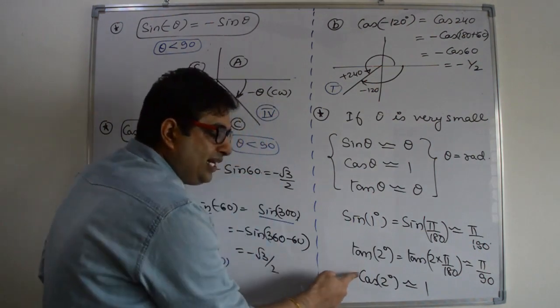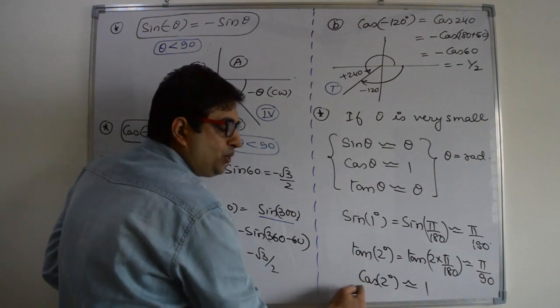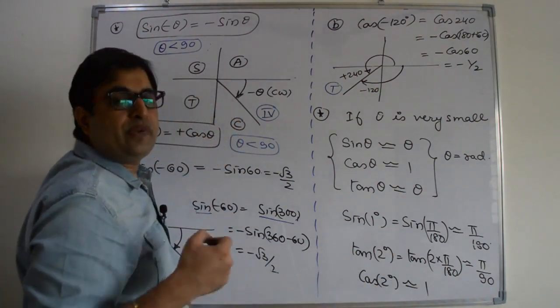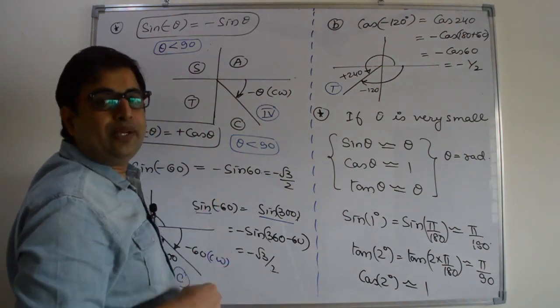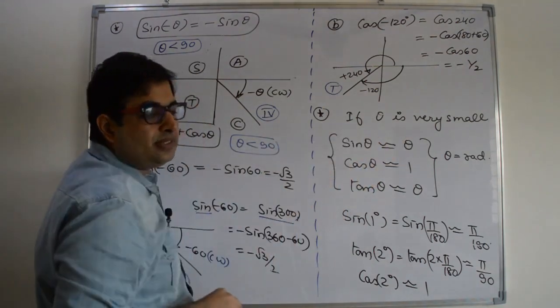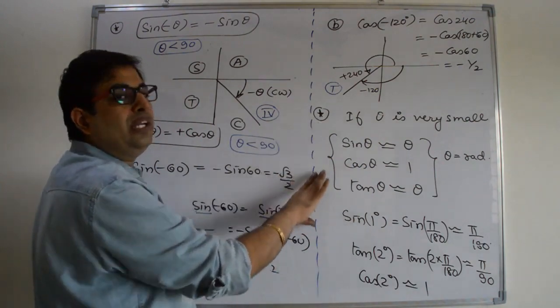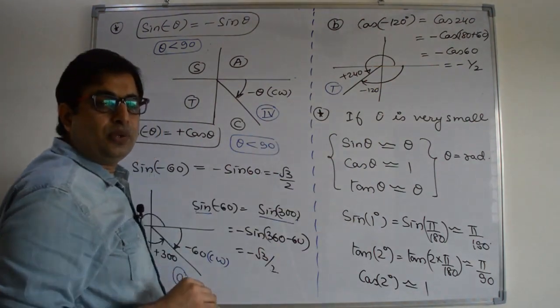Similarly, if the angle is very small, then you can write cos theta equal to 1. If theta is very small, 2 degrees is very small, so you can write cos 2 degrees is approximately equal to 1, right? There is an expansion in mathematics, sine expansion, cos expansion, but in physics we need only this information. Right? I hope you got this point. Okay.